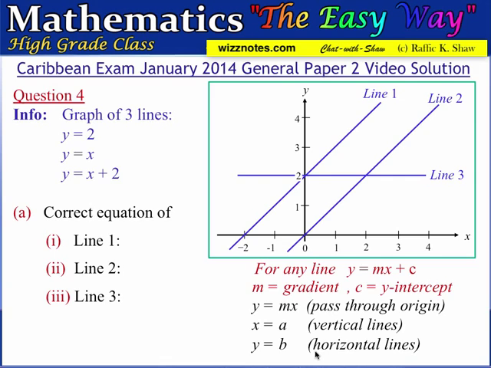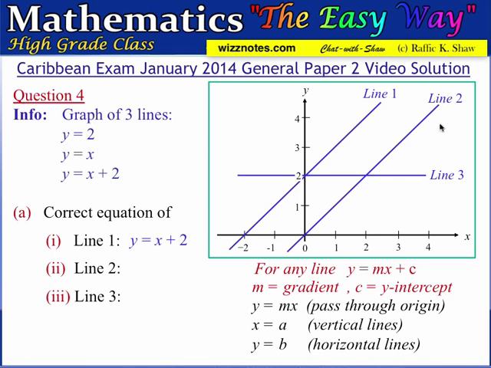Now if we look at line 1, it crosses the y-axis at 2, and it also has a gradient. So if we look at these 3 equations, the line which has a gradient and crosses the y-axis at 2, so the c value is 2, is this third equation. And so line 1 is the line y equals x plus 2.